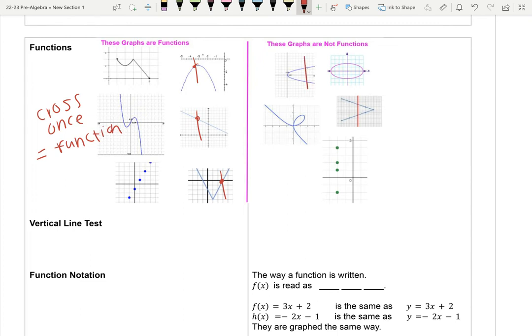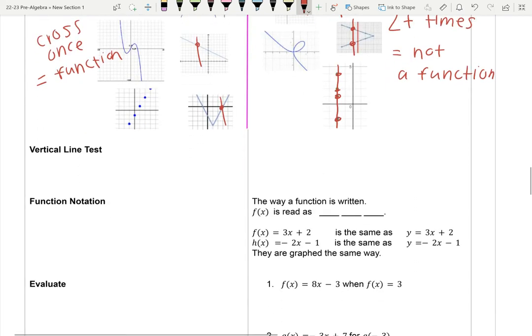However, if you see over here on the right, if you draw a vertical line and it crosses more than once, like this, so 2 or more times, that's a 2 plus, then it is not a function. Including these points down here, because if I draw a vertical line, it's going to cross all 4 times. So that is the vertical line test.